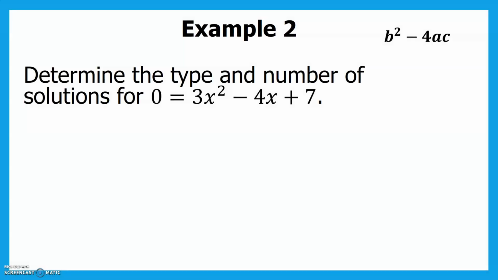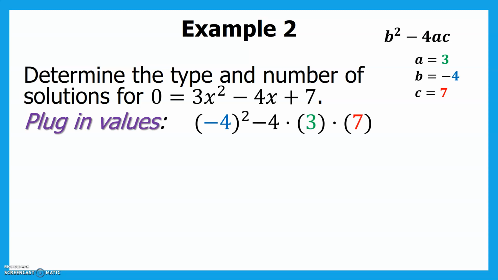All right, example 2. Determine the type and number of solutions for 0 equals 3x squared minus 4x plus 7. Again, we're going to identify a, b, and c. a is 3, b is negative 4, and c is 7. I plug those numbers in, so I get negative 4 squared minus 4 times 3 times 7.